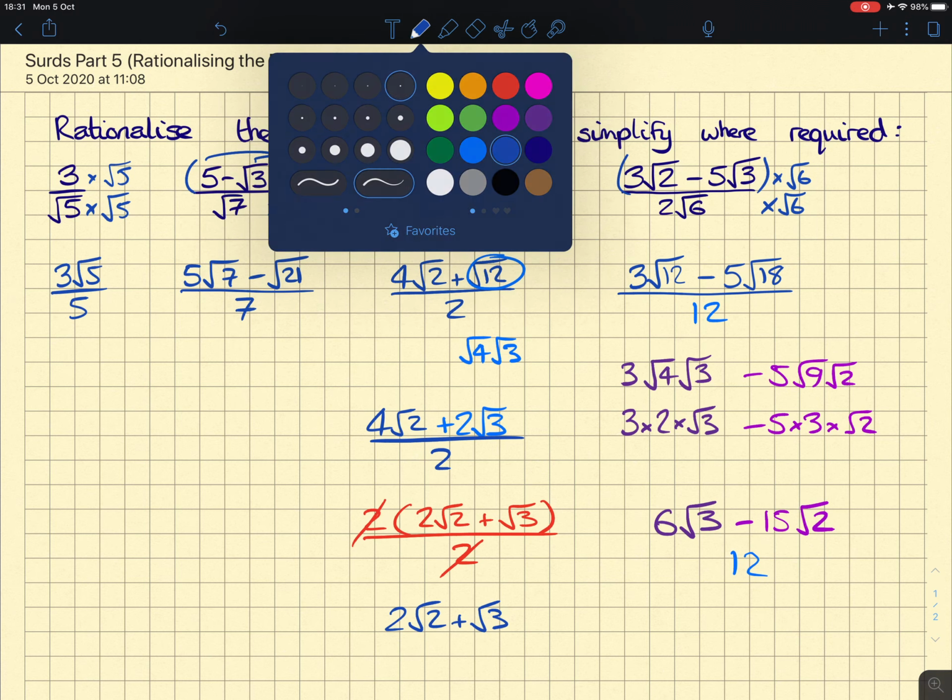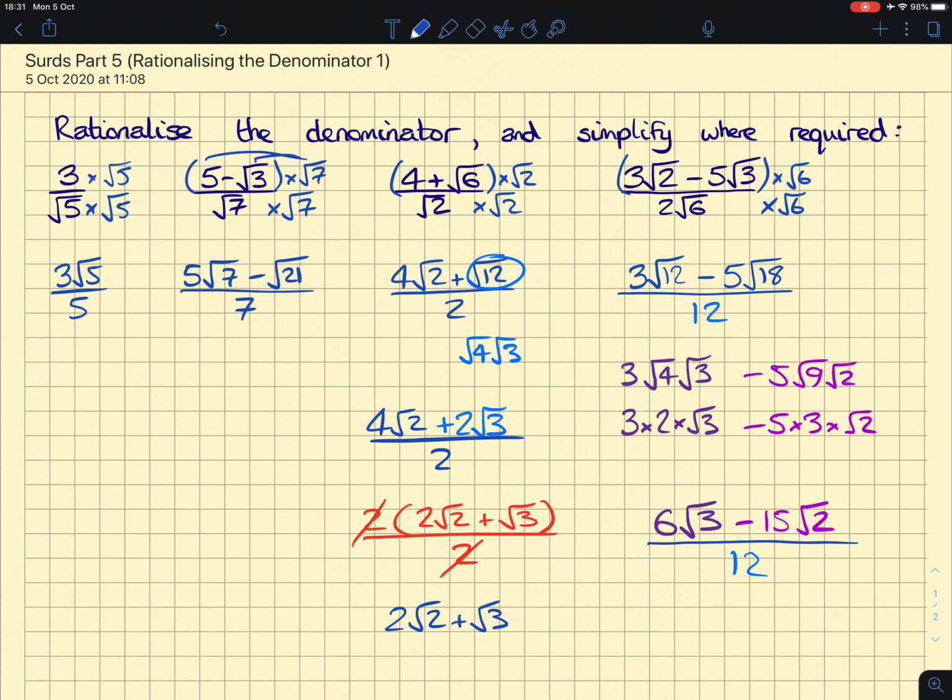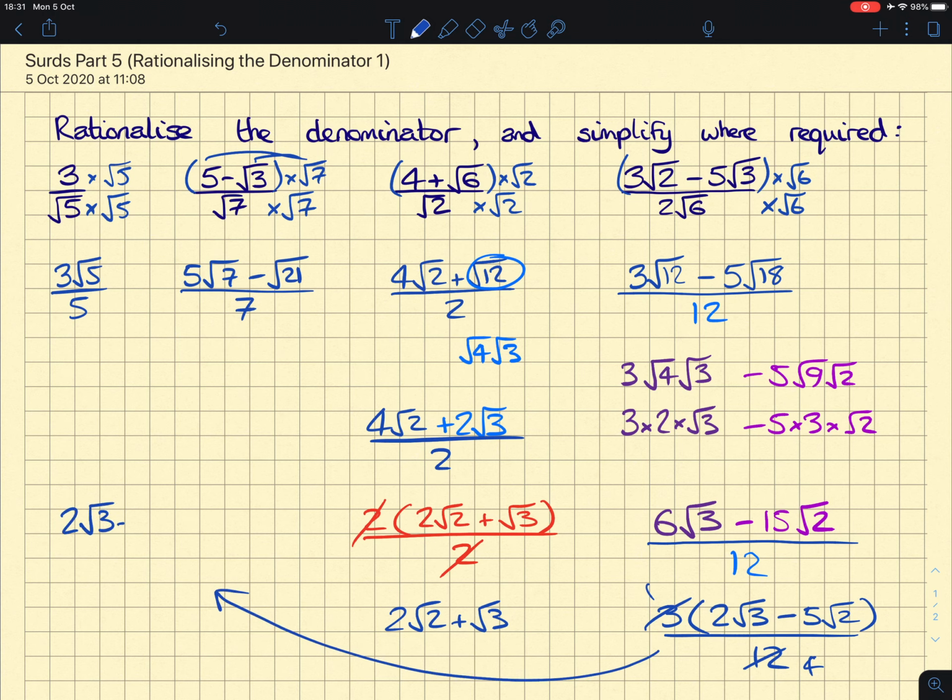Now, what we've ended up with here, there's still some simplifying that can be done in the fraction itself. The top has a common factor of 3, so we can take that out, leaving us with 2 root 3 minus 5 root 2. And that 3 will cancel with our 12 on the bottom to give us a 1 over 4. So our final answer, putting over here, will be 2 root 3 minus 5 root 2 all over 4.